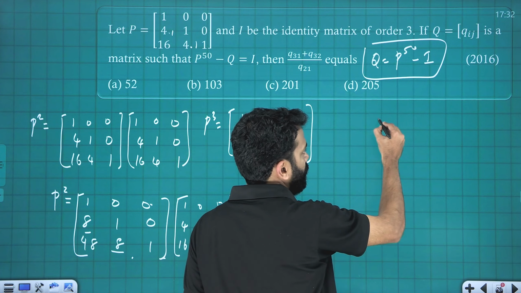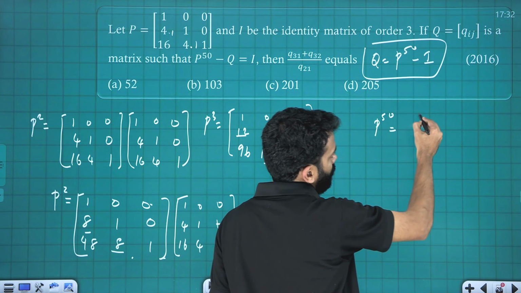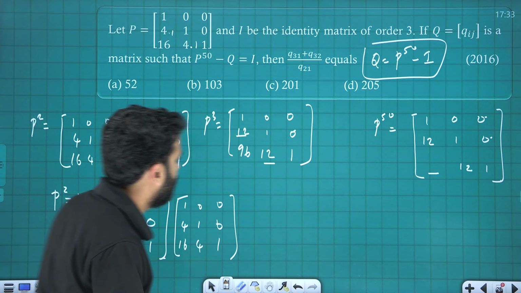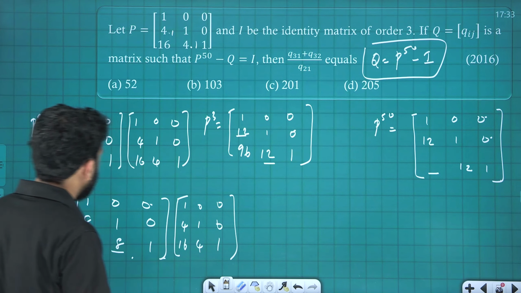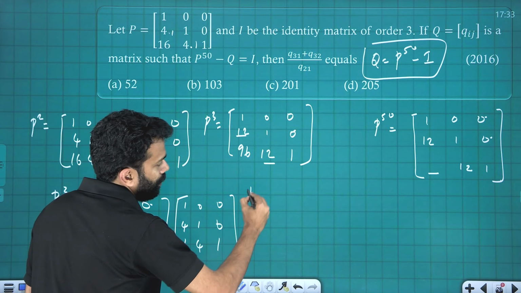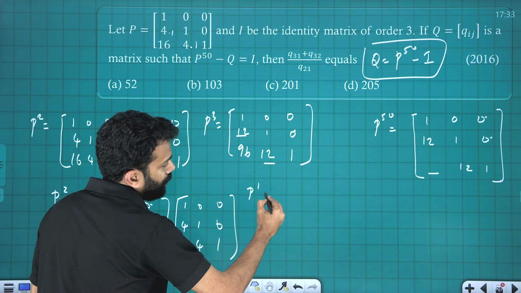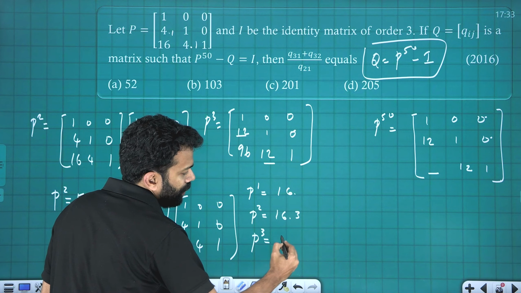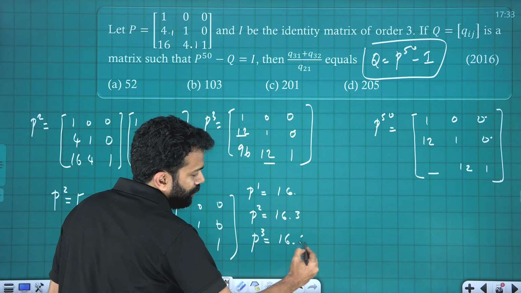So what will be the elements in P raised to 50? It will be 1, 0, 0, 12, 1, 0, 12, 1. Okay. Here is what we need to fill, and that's where it gets more tricky. If it is P raised to 1, then the corresponding value will be 16. And if it is P square, the corresponding value will be 48, that is 16 into 3. And if it is P cube, the corresponding value will be 96, that is 16 into 6.